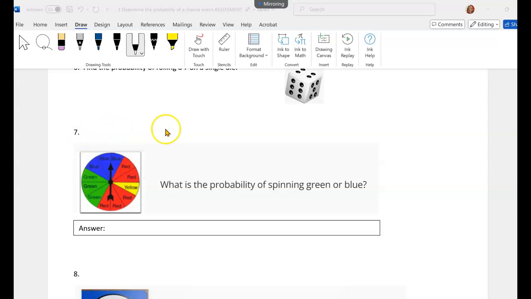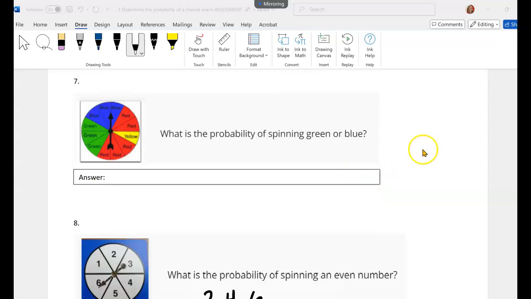Number 7, here's that spinner again. What is the probability of spinning a green or blue? So we have 1, 2, 3 blues, 1, 2, 3, 4, 5 reds, 1 yellow, and 1, 2, 3 green. What is the probability of spinning a green or blue?